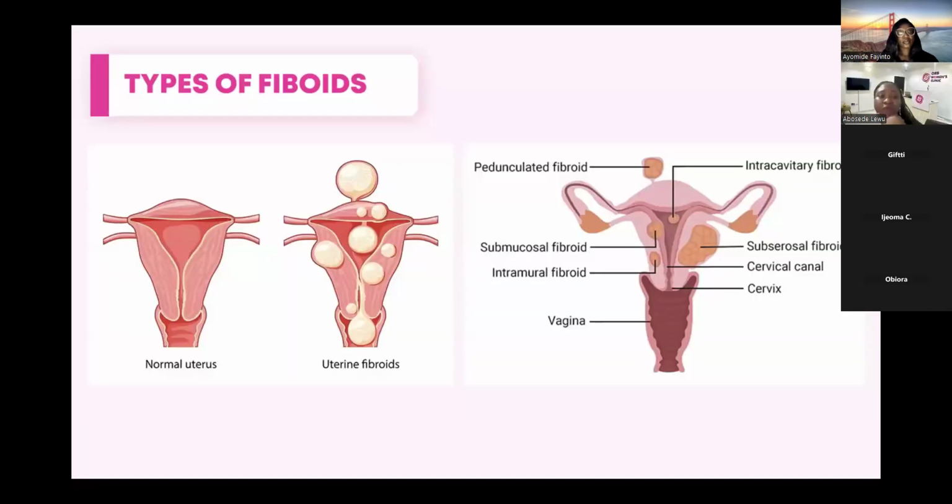Types of fibroids, because understanding the type of fibroid also helps us to know the symptoms that a woman is likely to present with. Can you see the picture I'm sharing on the screen? Yeah. So you see on this side is a uterus that does not have fibroid.